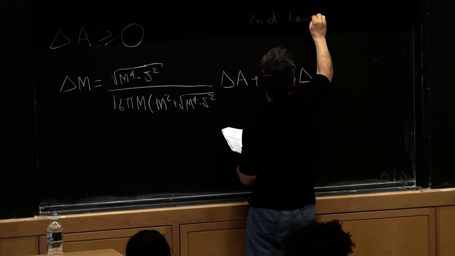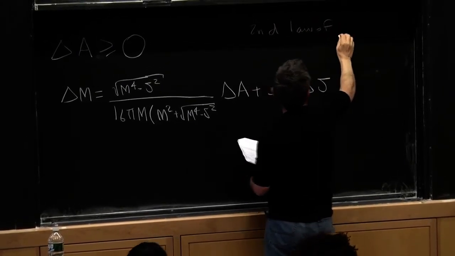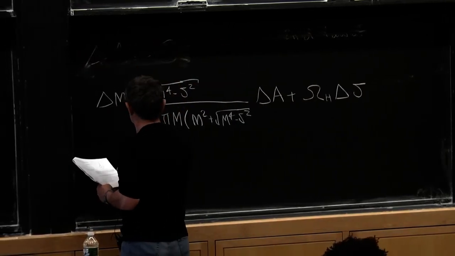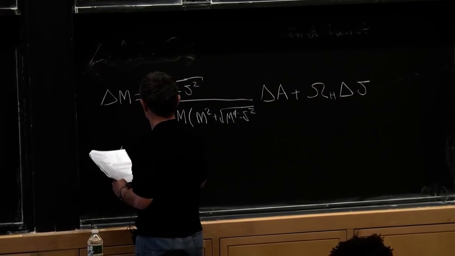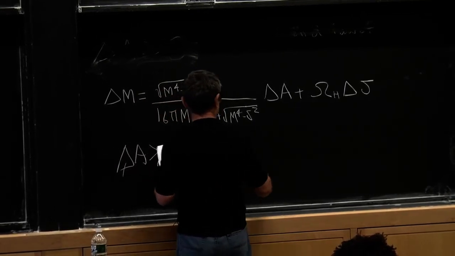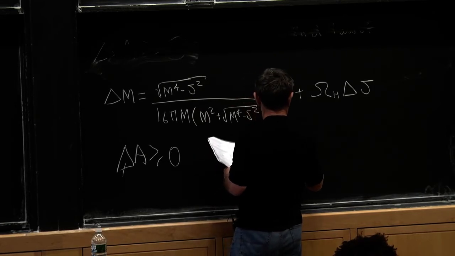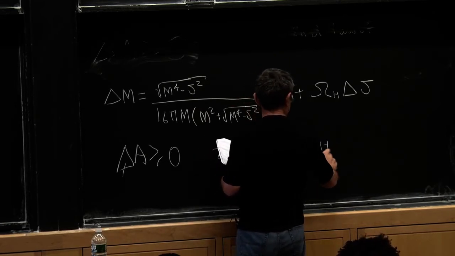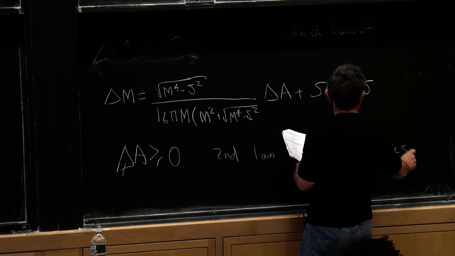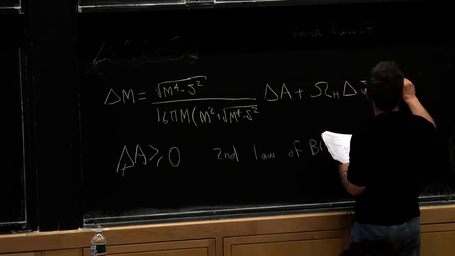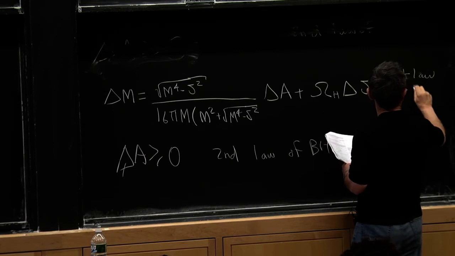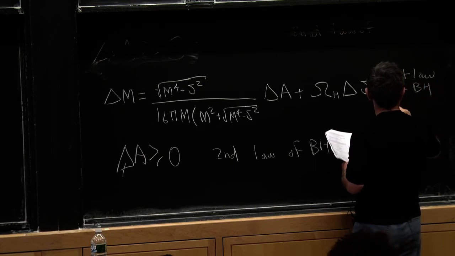the second law of black hole mechanics. You know what? I think I'm going to write it down here. So I have delta A greater than or equal to 0. This is the second law of black hole mechanics. And this is the first law of black hole mechanics.